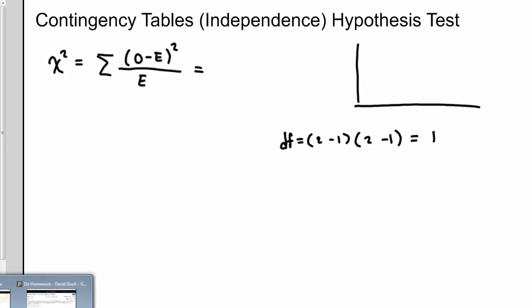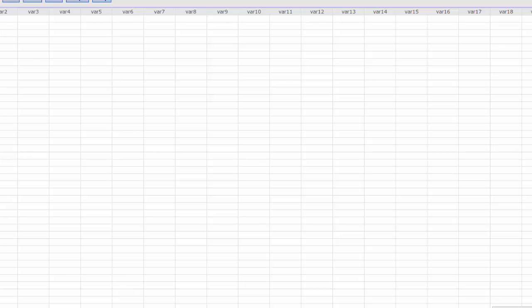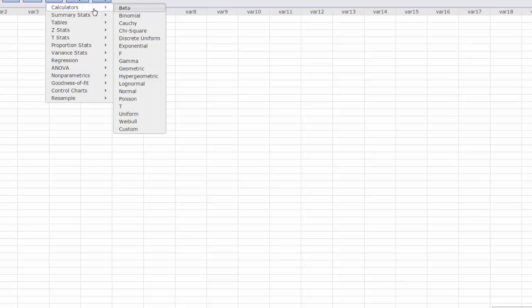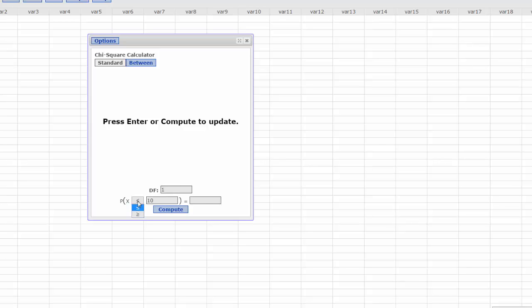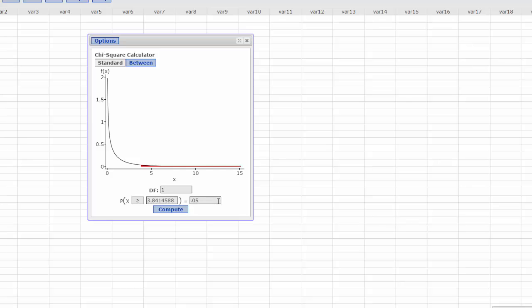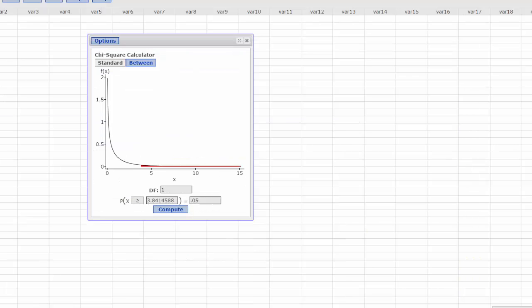And our alpha was 0.05, so if I jump into StatCrunch, stat calculators, because I'm looking at a critical value. Degrees of freedom is only 1. We're going to the right, and it's 0.05, not 5.8, just 0.05. So there it is, 3.841. It looks something like so, and I shade the right-hand side, because the rejection region is on the right. 3.841, I believe it was.